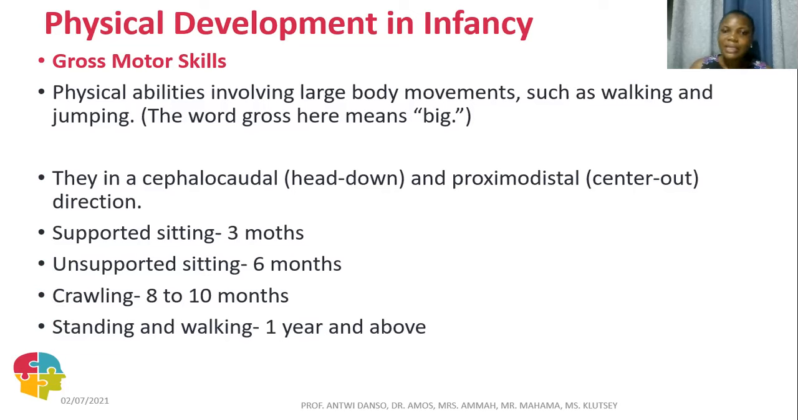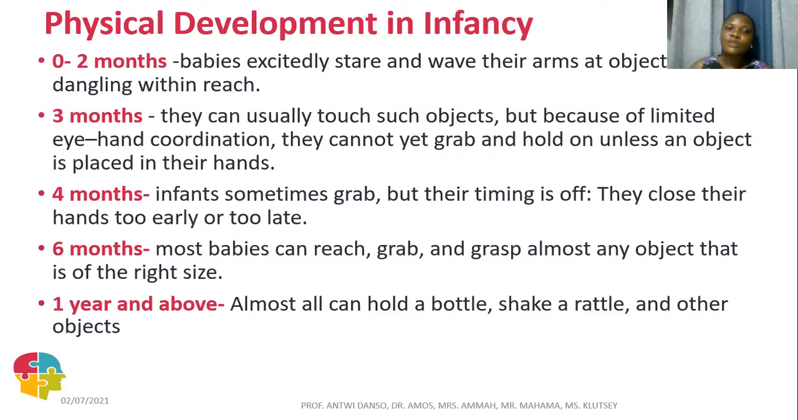Remember that we said that cephalocaudal means from what? Head down. So the child will learn how to gain control over the head, move the head. Now the child moves the hand, then it goes to the limbs. So the child learns how to sit, to the leg, and then to the toes. So by 3 months, the child will learn how to sit with what? Support from someone. By 6 months, the child learns how to sit without support. By 8 to 10 months or 1 year, the child will learn how to crawl. Usually, by 1.5 years to 2 years, most children should have started what? Walking. And so these are the milestones of development.